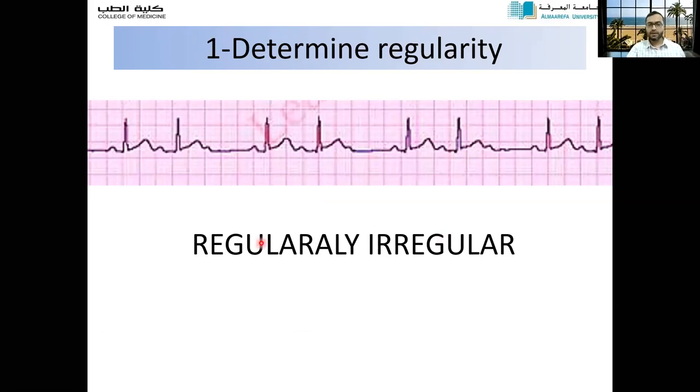Regularly irregular means there is some regularity in your irregularity. Here you can see the RR interval is short, and then again long. Then again you will find an RR interval of 3 biggest squares. Then again it's long. Then again it's 3 biggest squares, and again long. So you can see a pattern of irregularity is there. You can predict that one beat will be shorter, another one will be longer.